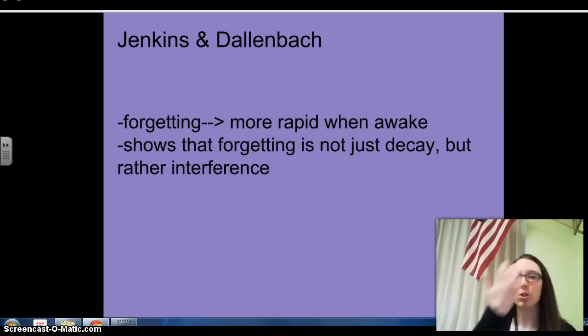However, since the rates of retention and the rates of forgetting differed, this is showing us that forgetting is more than just decay, but we actually forget a lot based on interference. If you're kept awake, there's a lot of new information that's piling on top of that old information and might be leading you to forget some of the old info.